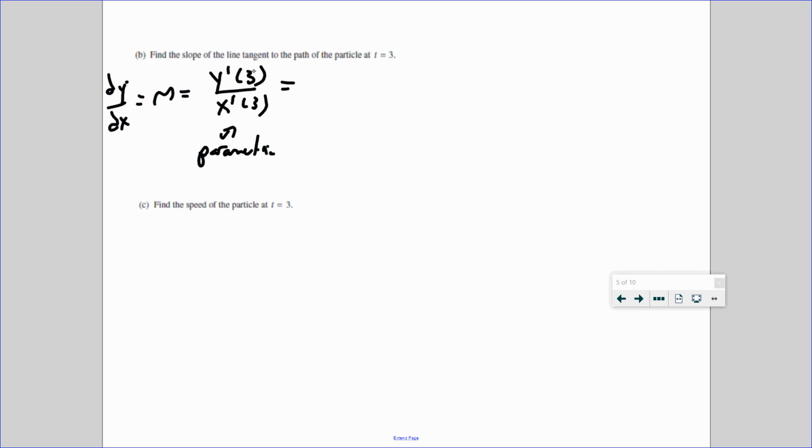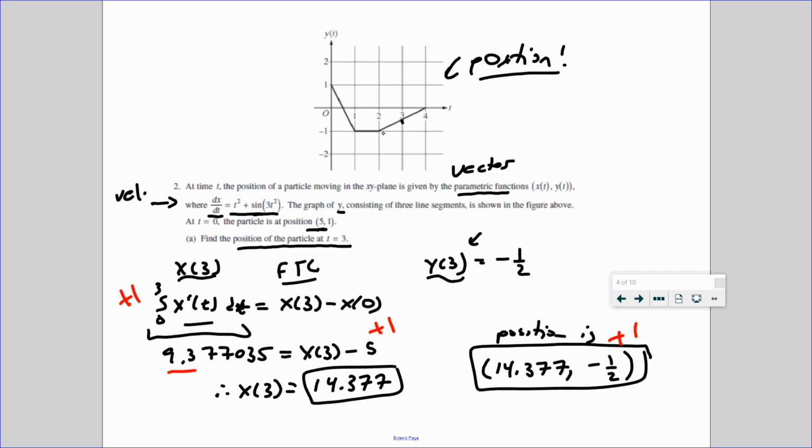So y prime of 3, this is just the slope of the graph of y at t equals 3. So let's go back here to our graph. Here we are at 3. What's the slope? Up 1 over 2. So the slope looks to be about 1/2.